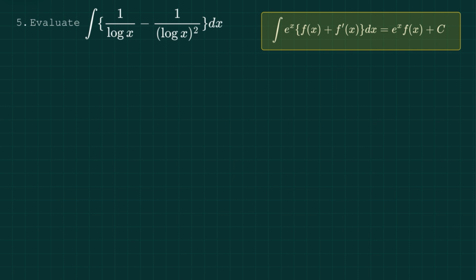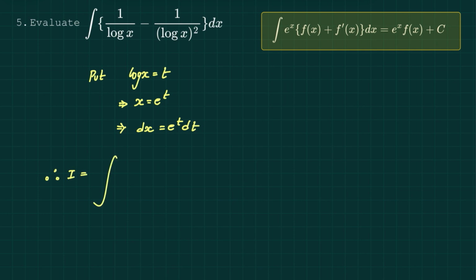Question 5. Integration of 1 over log x minus 1 over log x whole square, dx. Here let us substitute log x equals t. Then x will be equal to e to the power t. Differentiating both sides with respect to x, we will have dx equals e to the power t dt. Hence my given integral I will be equal to 1 over t minus 1 over t square, and the value of dx from this equation will be e to the power t into dt.